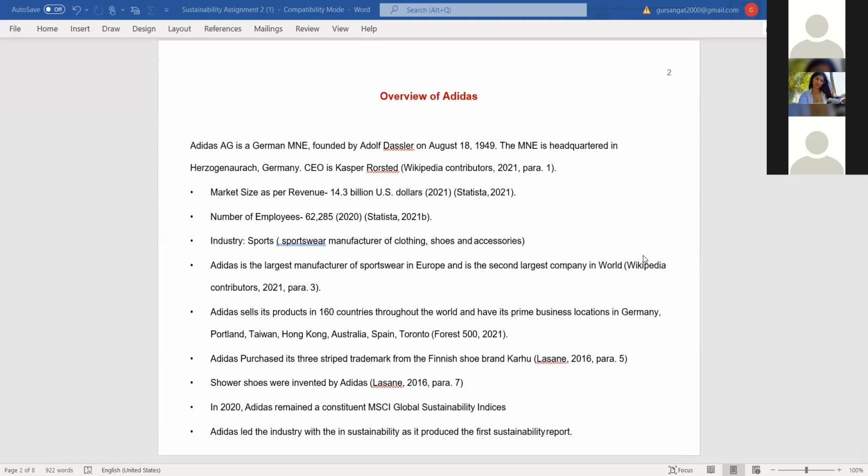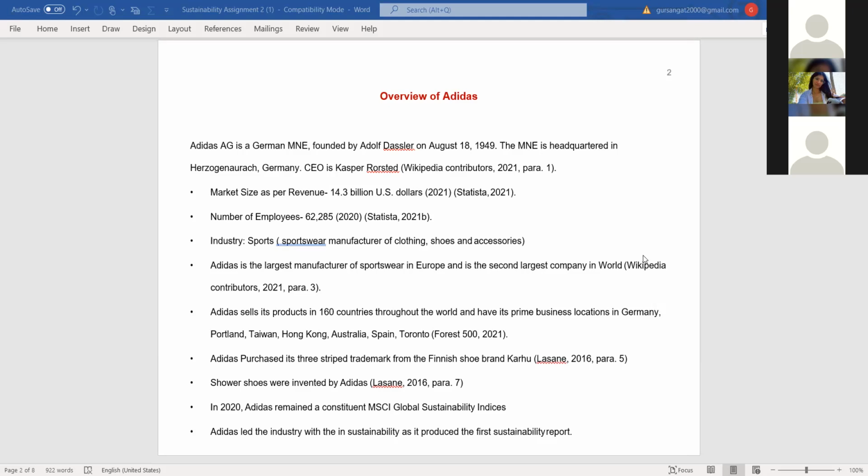Adidas is a German multinational corporation founded by Adolf Dassler on August 18, 1949. The headquarters of Adidas is in Herzogenaurach, Germany. The revenue of Adidas is about 14.3 billion US dollars. The number of employees working in Adidas is 62,285. Adidas is the largest manufacturer of sportswear in Europe and the second largest company in the world.